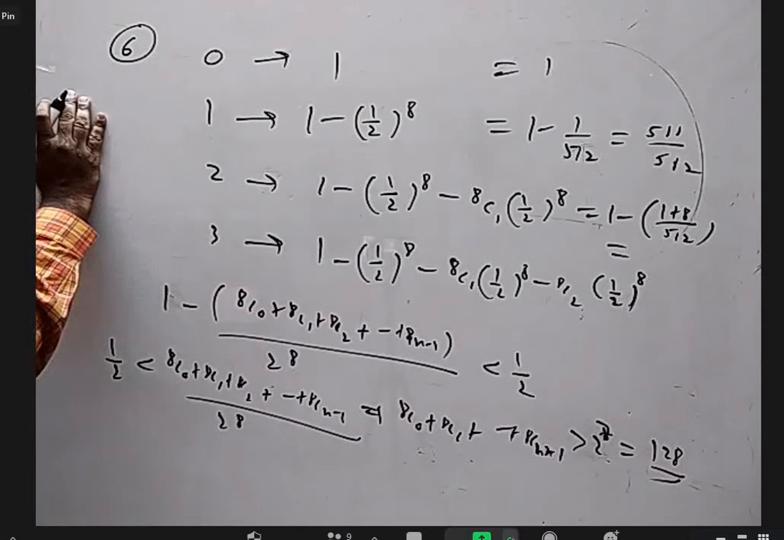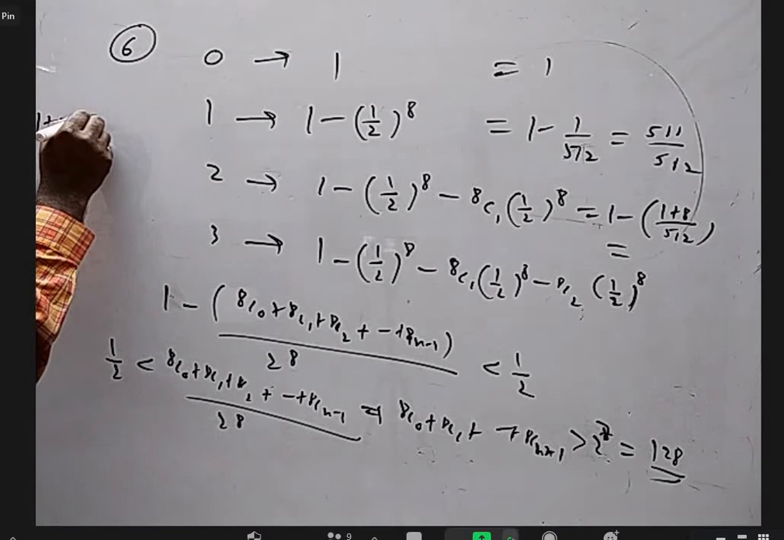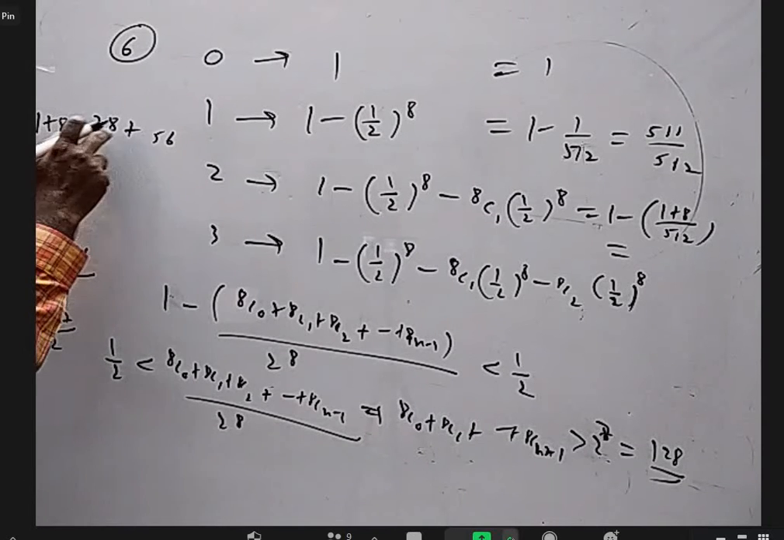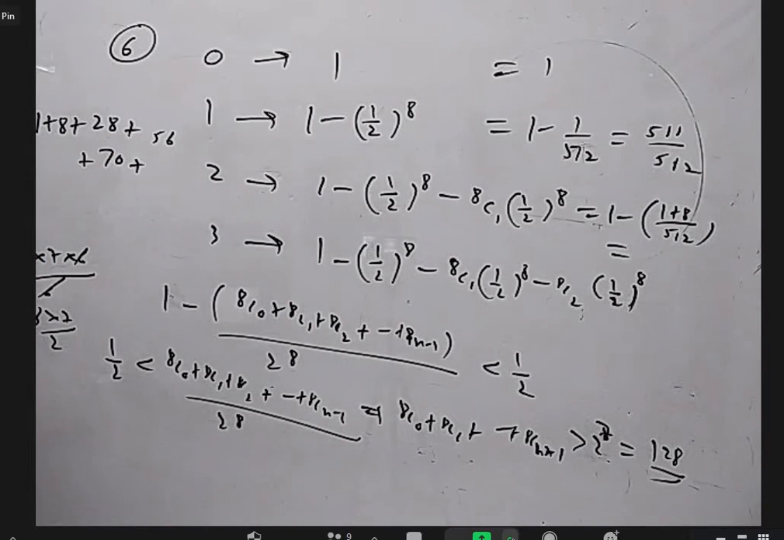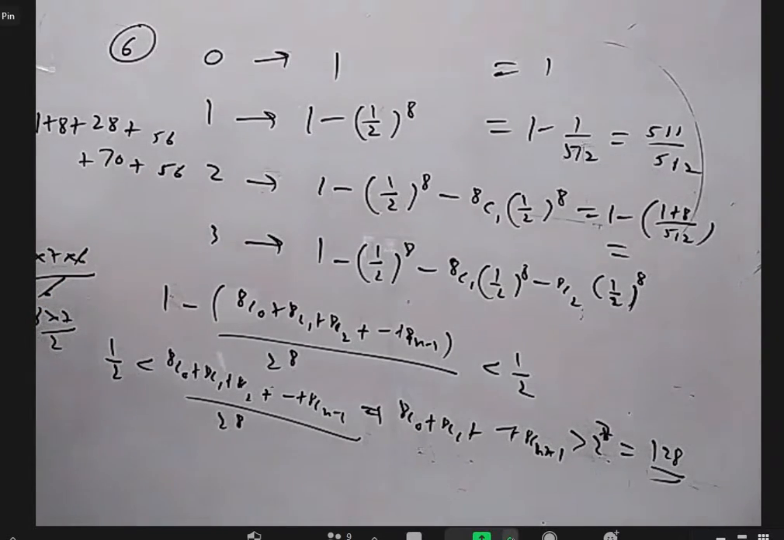Up to what should I take so that it will cross 128? If I take 8c0, only 1. So I take 1 plus 8 plus, what is 8c2? 8 into 7 by 2, 28. What is 8c3? 8 into 7 into 6 by 6, cancel, 56. And the previous one is 28, right? What is this? 8c0, 8c1, 8c2, 8c3, 8c4. 8c4 is 70. 8c5 is the same as 8c3, that is 56 only. When I am crossing 128, I have to check.